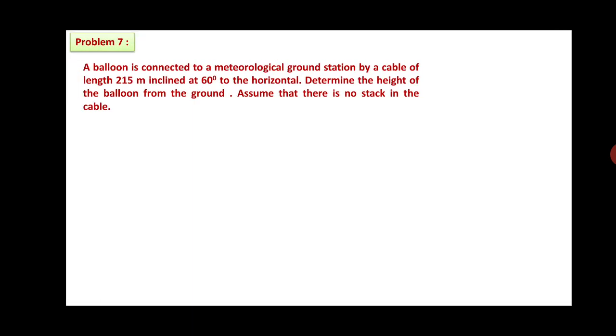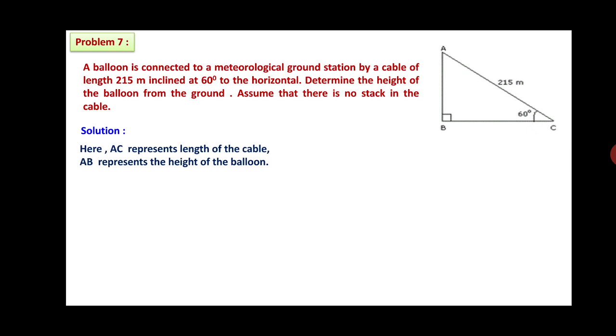A balloon is connected to a meteorological ground station by a cable of length 215 meter inclined at angle 60 degree to the horizontal. Determine the height of the balloon from the ground. Assume that there is no slack in the cable. So this is the figure according to the information in the problem. Now here AC represents the length of the cable, AB represents the height of the balloon. AC is equal to 215 meter and angle ACB is 60. In a right angle triangle ABC, we can get sine of 60 is equal to AB upon AC.